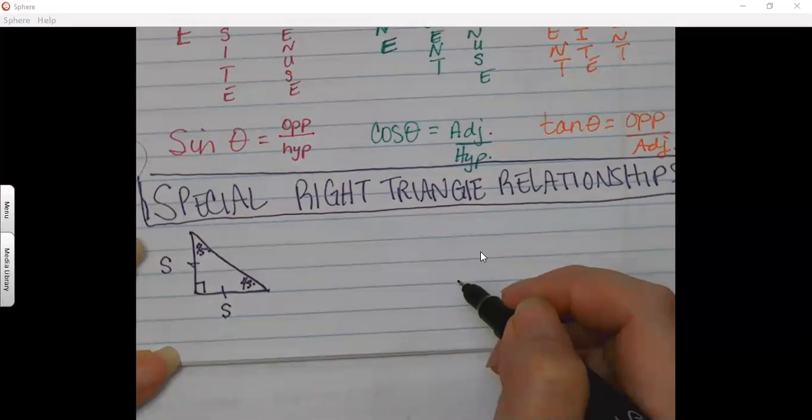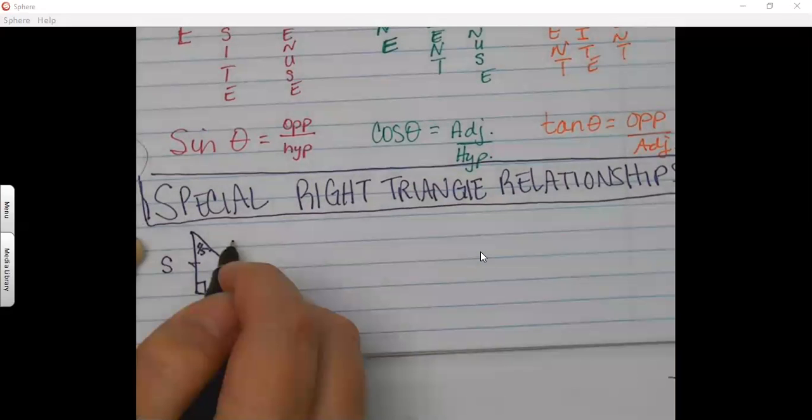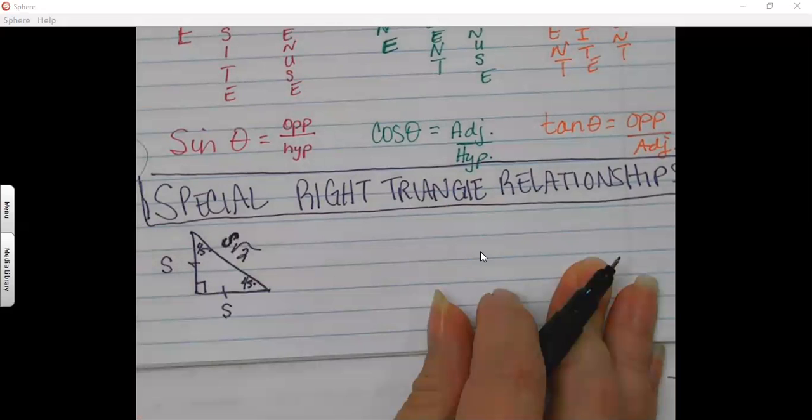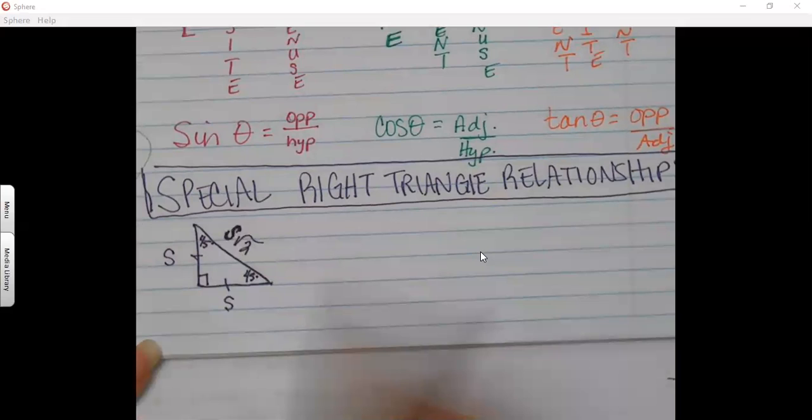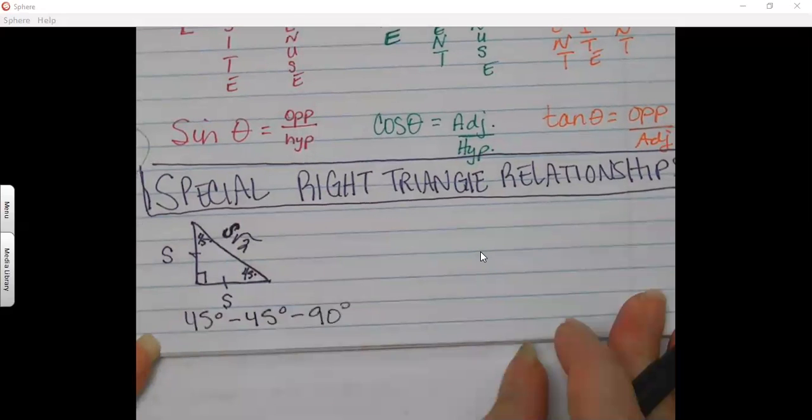If my legs were 10 inches, then my hypotenuse will be 10 times the square root of 2 whenever you have a 45, 45, 90. So we say S square root 2. Make sure mine kind of looks like a 5. Make sure yours looks like an S. Okay, that is a 45, 45, 90. That does not work for any old triangle or any old right triangle. It has to be a 45, 45, 90.